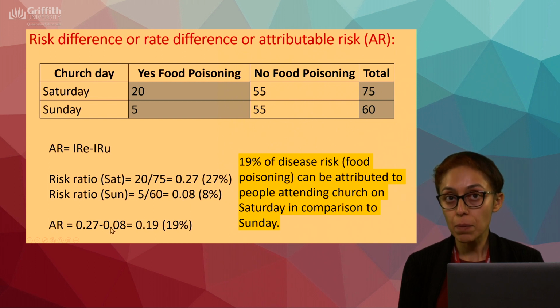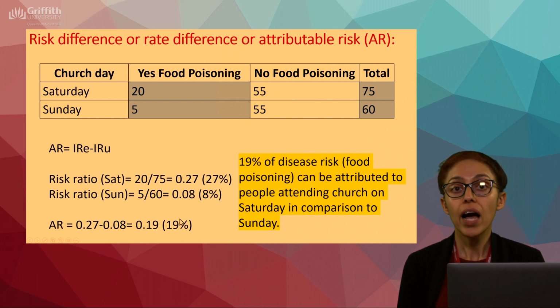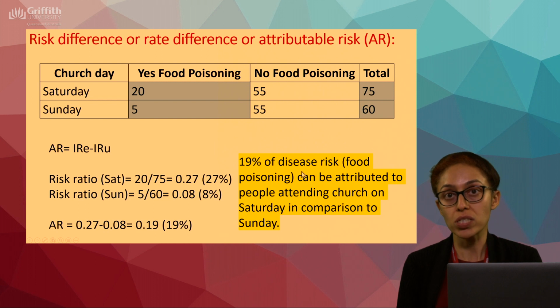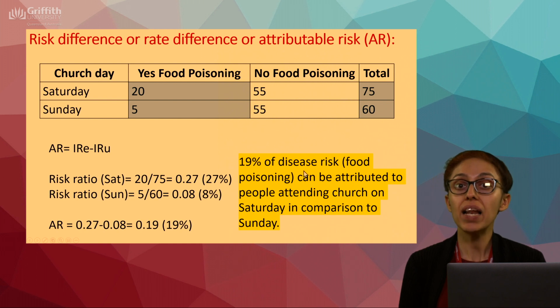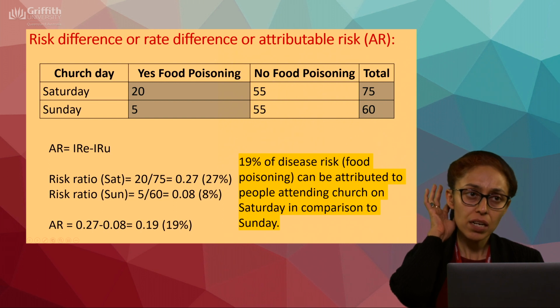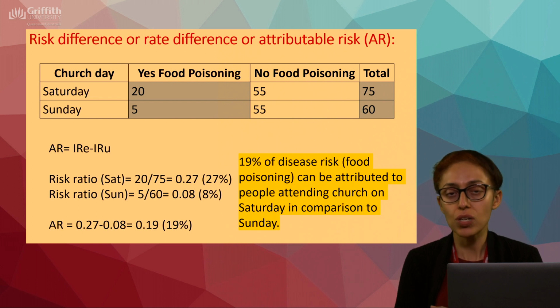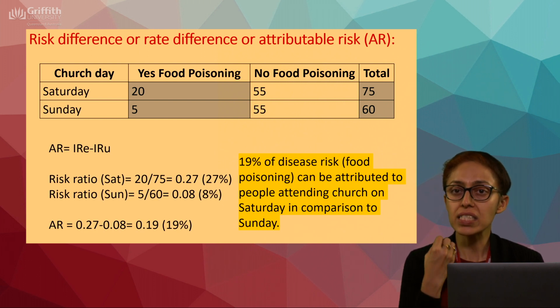This time you minus them out, because attributable risk is the difference between your exposed and your unexposed group. And what you have is 19%. What does this mean? It means that 19% of the disease risk, which here is food poisoning, could be attributed to people attending the church on Saturday in comparison to Sunday. So the strength of association between food poisoning and attending the church on a particular day is 19%.